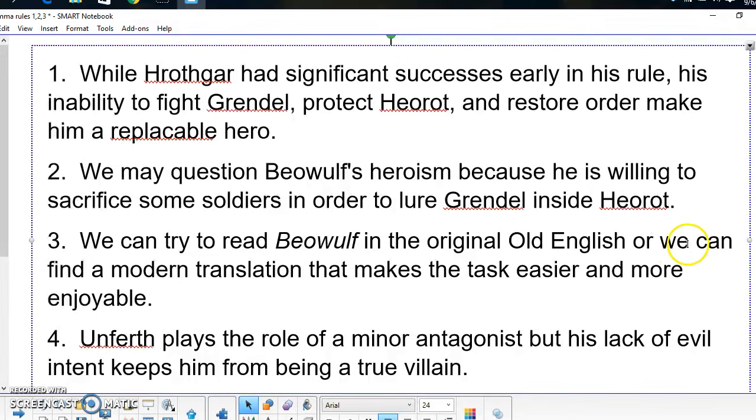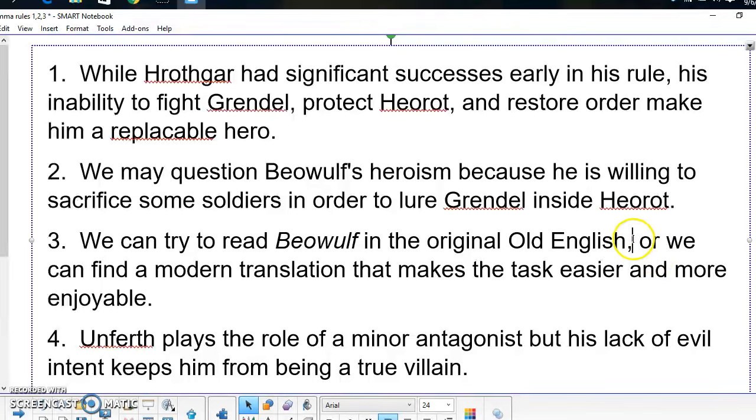I can see that I do. Here's my subject, "we." Here's my verb, "can try." Two full sentences joined by the "or." I'm going to put the comma in here. That tells my reader, hey, reader, read this "or" as a conjunction that links full sentence number 1 and full sentence number 2. All right, now our last sentence here about Unferth.